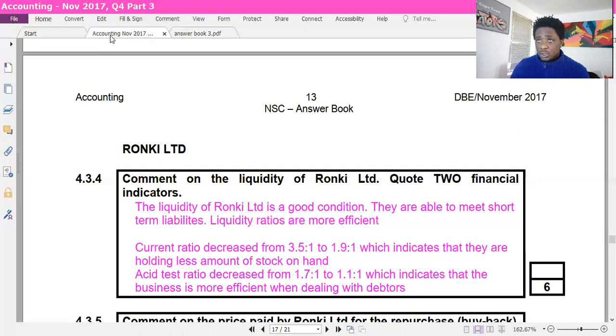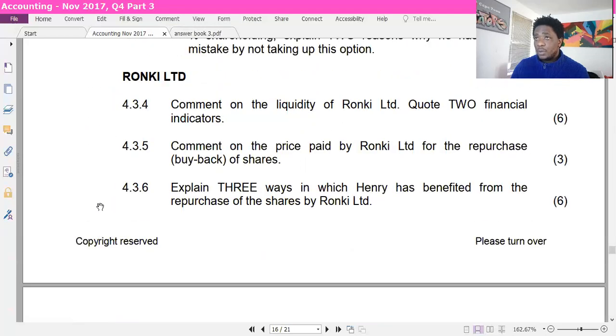And then we move on to the next question, 4.3.5. They say comment on the price paid by Ronki Limited for the repurchase of buyback shares. Again, guys, this is a comment. There's nothing wrong with the comment. The only thing wrong with the comment is not being able to support it.